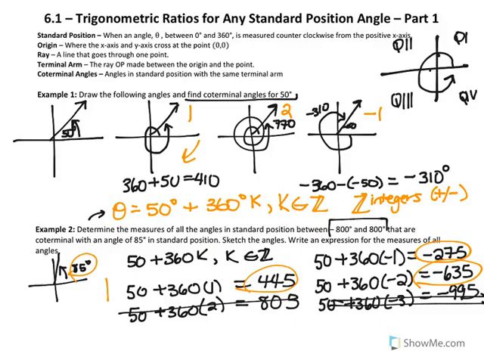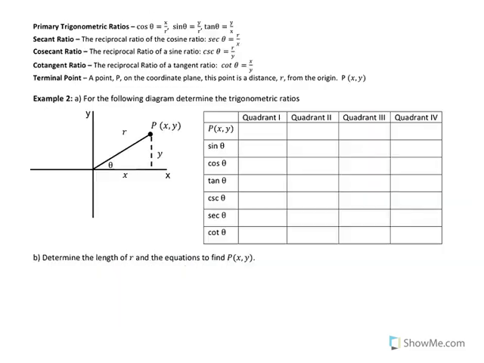And if we were to sketch those, this one would be one circle plus a bit more. This one would be like that. This one would be a full circle plus 85, and then we're done. So that is what coterminal means.